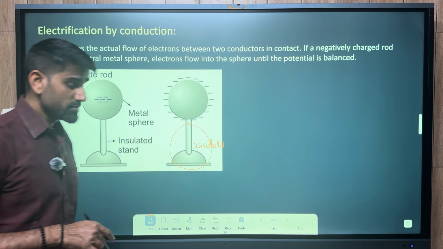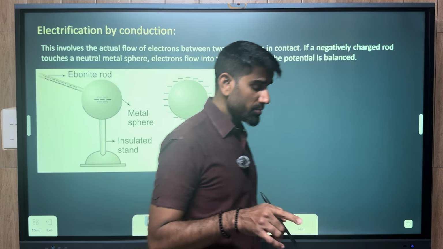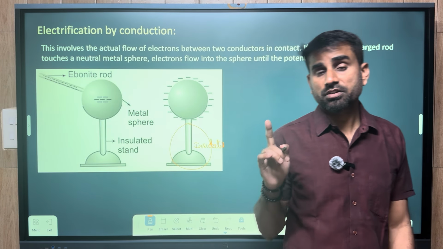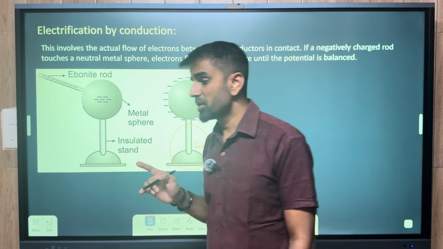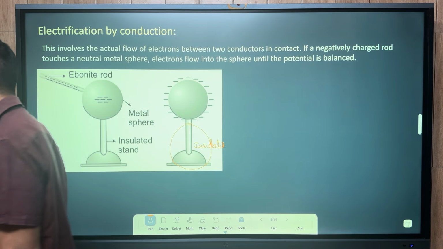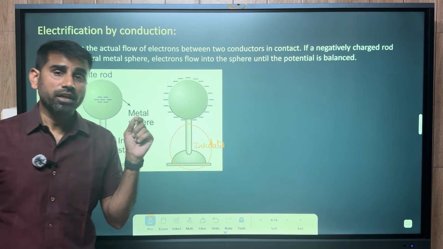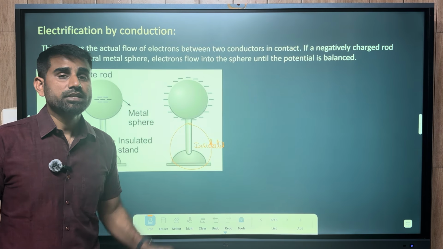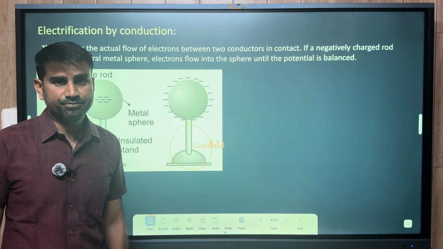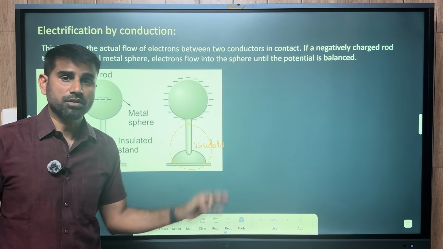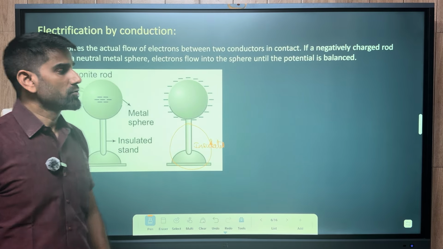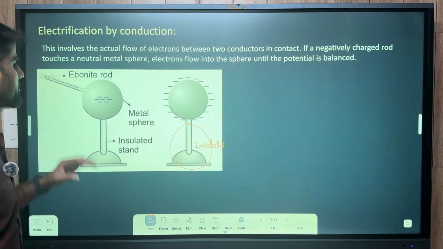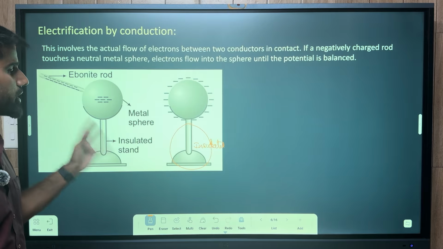In the conduction method, the objects should be in contact. Objects are to be put in contact, and only then does the charge transfer take place. One more key point is that in the conduction method, both the objects will have the same nature of charges, unlike in the friction method. So this is what we call electrification by conduction.